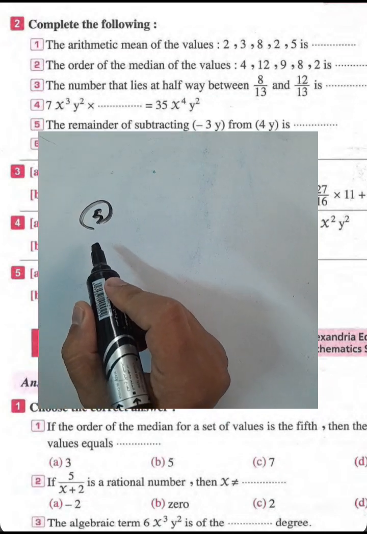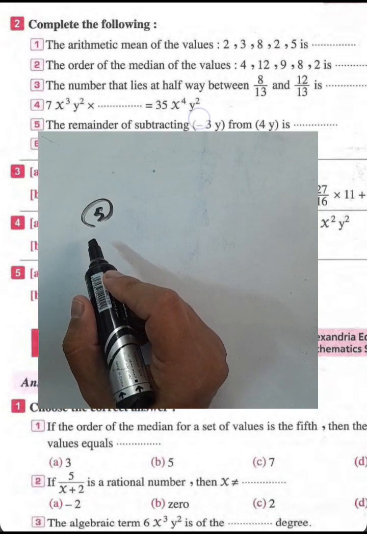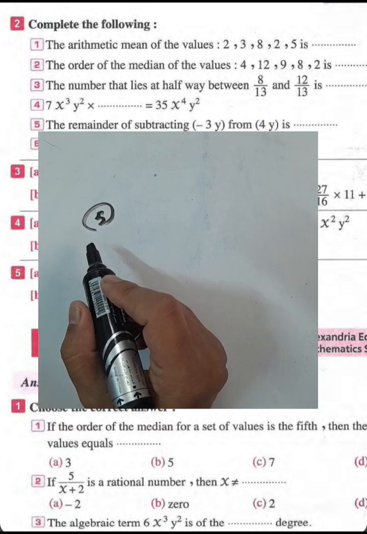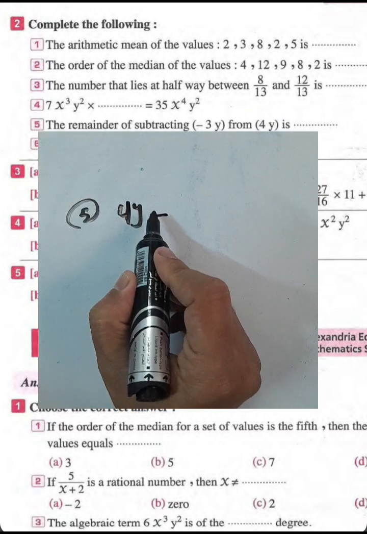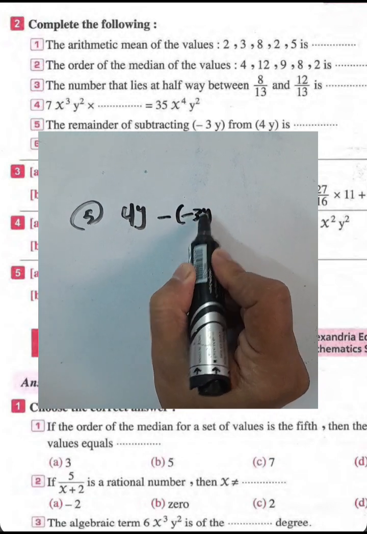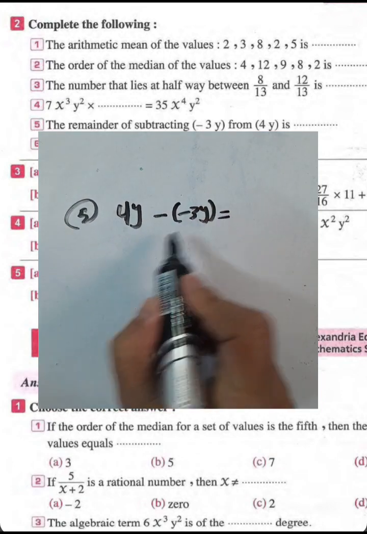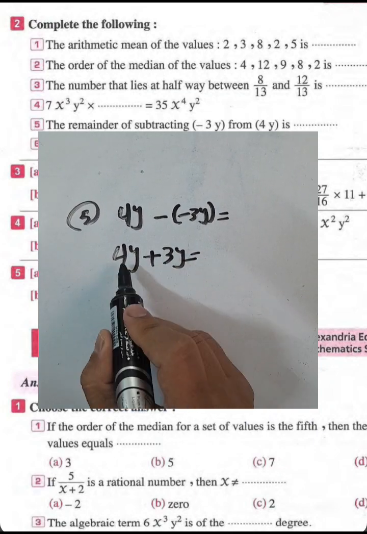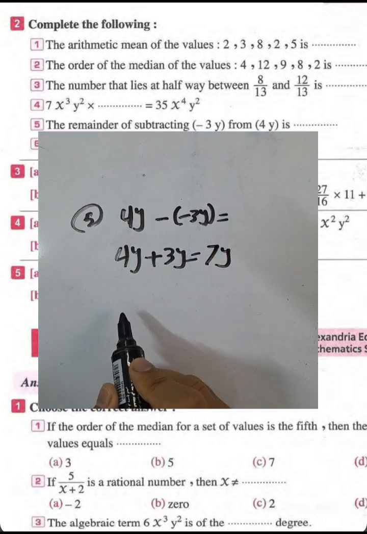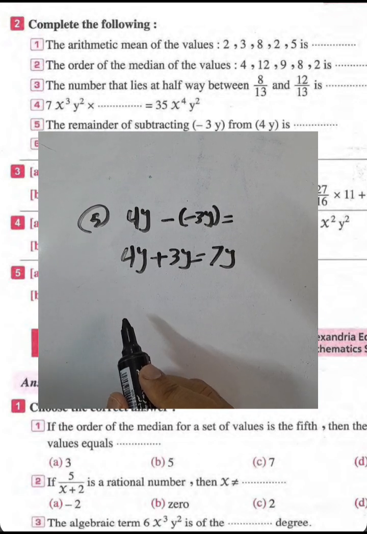Question number 5. The remainder of subtracting negative 3y from 4y will be what? 4y, we write first; here we call it the minuend. Subtract negative 3y, we call this the subtrahend. And then we can write 4y plus 3y. 4 plus 3 will be 7. The result will be 7y. It was question number 5.